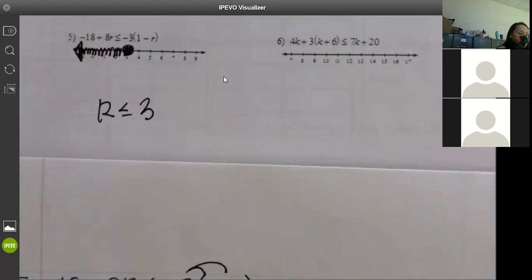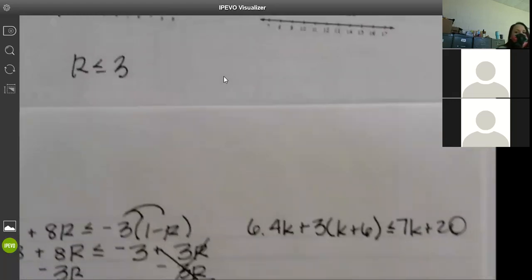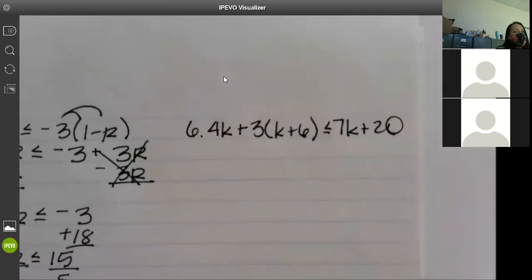All right, number 6. I'm just copying it down. 4k plus 3 times k plus 6 less than or equal to 7k plus 20. What do we need to get rid of first?